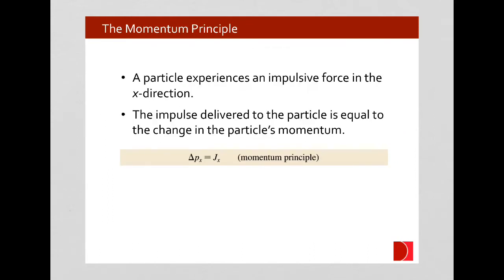We can sum up what we just mentioned using the momentum principle, which says that if a particle experiences an impulsive force, that is a force that's applied over an amount of time, that impulse will be equal to the change in the particle's momentum, or the change in momentum is equal to the impulse felt by that object. Here we're writing it in the x direction, but in fact momentum is a vector quantity, impulse is based on force, which is a vector quantity, and in fact this vector in 3 dimensions must equal the impulse vector in 3 dimensions as well.